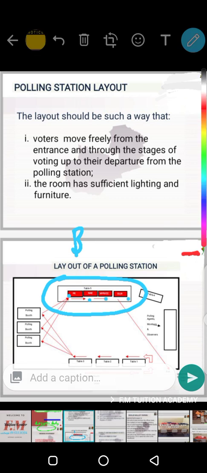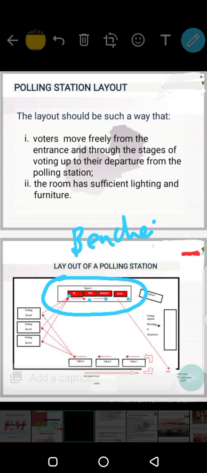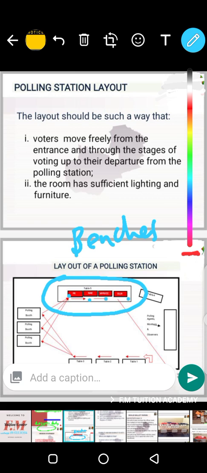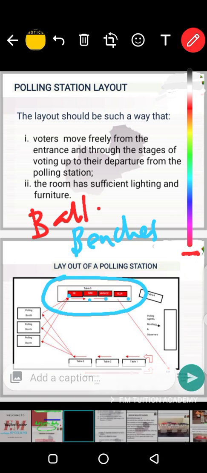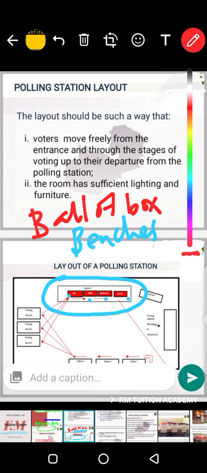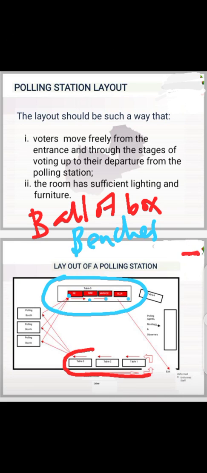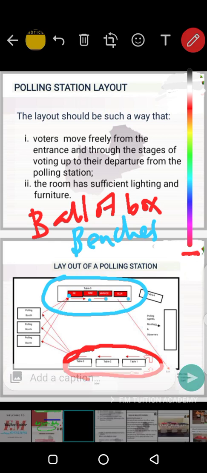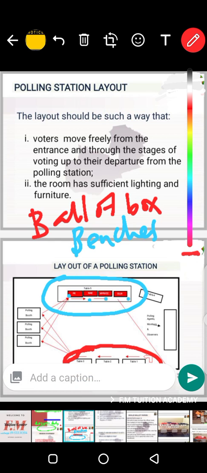That's just a layout. These are like benches. And then what you put on top there, you put ballot boxes on top of those benches. Okay? And then here, this table here, that's where you do your registrations. These tables, there's table 1, table 2, and table 3. That's where registration is done. When you enter a polling station, you are supposed to be registered.